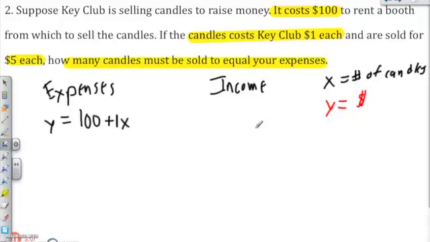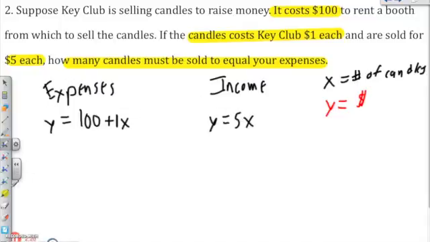Now for income, our money amount is going to equal the amount that we are bringing in. The only thing that we're making money from is selling the candles for $5 each. So our equation is going to be Y equals 5X: $5 times the number of candles sold.